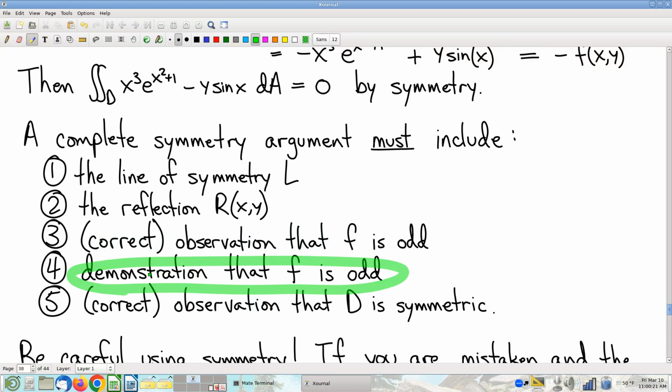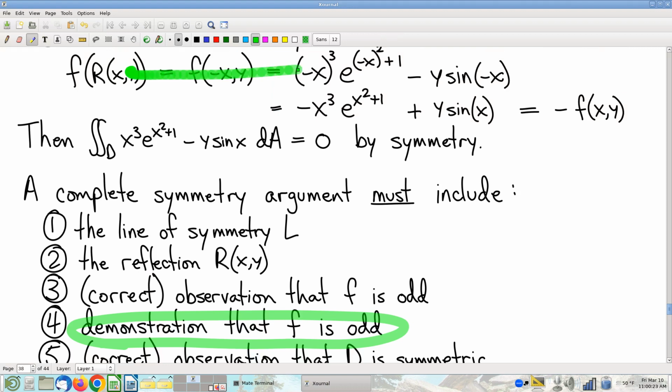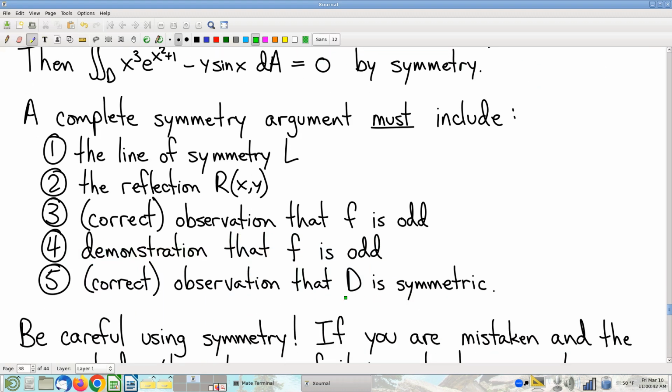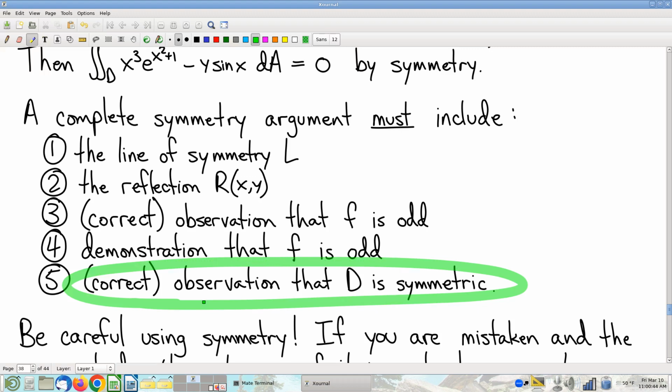And then notice, I had to demonstrate that f is odd. That's not obvious, right? There's a substantial amount of work that goes into determining if a function is odd. Sometimes more than others, but still, it's a significant part of the reasoning. You've got to give that to me. And then finally, the domain's got to be symmetric. So again, you've got to correctly note that the domain is symmetric, correctly, if it's actually symmetric.